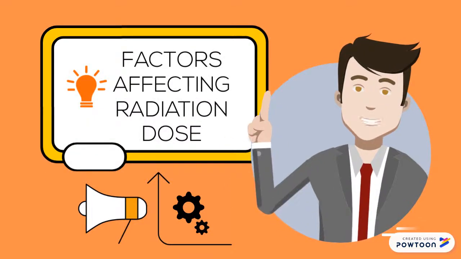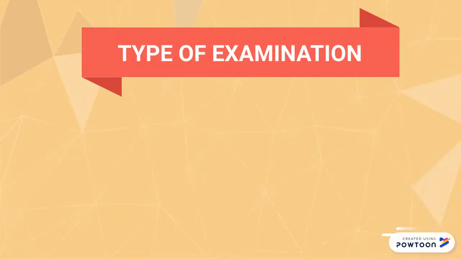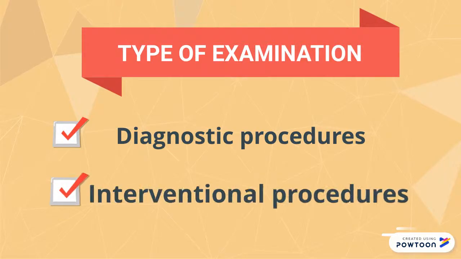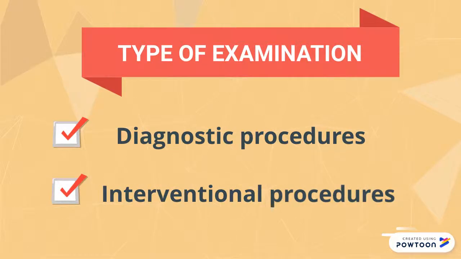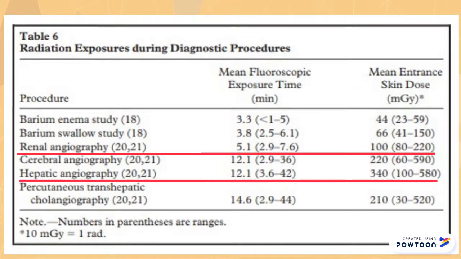Factors affecting radiation dose. Type of examination includes diagnostic procedures and interventional procedures. The first type of examination is diagnostic procedures. For example, in renal angiography, the mean entry skin dose is 100 mGy, whereas in hepatic angiography, the mean entry skin dose is 340 mGy.